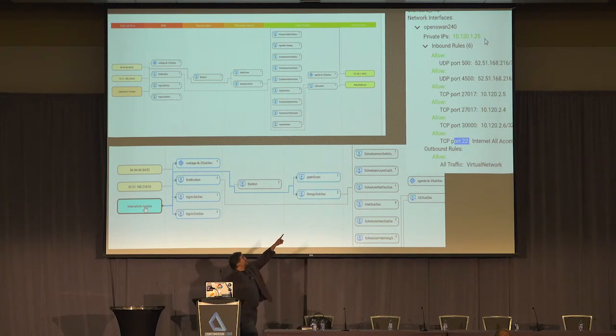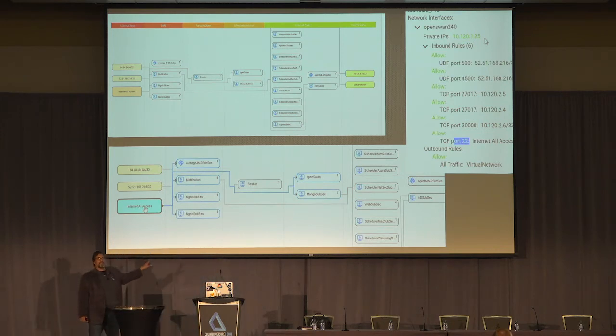They also have port 500 open, a UDP. Anyone know what that is? Yeah, they VPN in and they're going to actually access the whole system. There's all this remote access into the system.